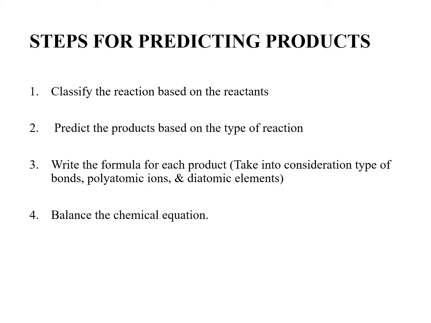We're going to predict the products based on that type of reaction. We're going to write the formulas for each product, taking into consideration the type of compound. For example, if it's an ionic compound, you have to consider the charges and write the formula after crisscrossing and simplifying. And then also we have to pay attention and look for diatomic elements that might be produced because we write them in a special way. And finally, we're going to balance the chemical equation.